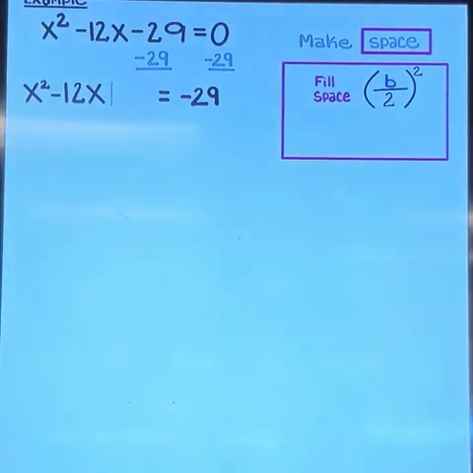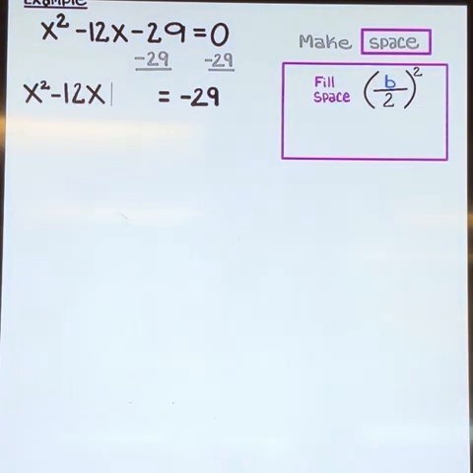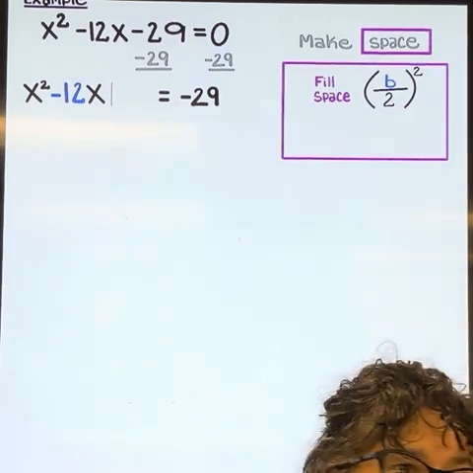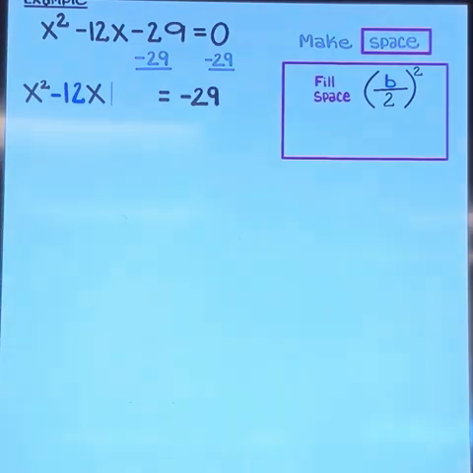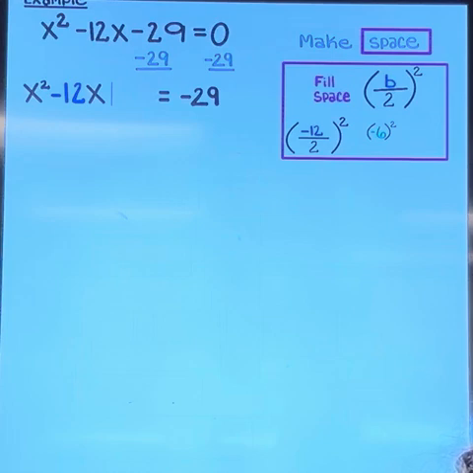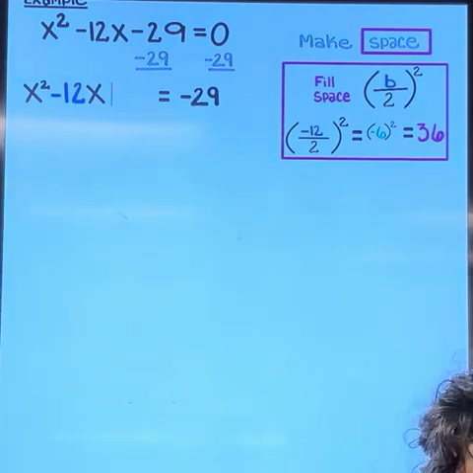I'm going to highlight the b value. Remember, quadratics, we have ax squared plus bx plus c. So in this particular problem, the b value is -12. I'm going to take -12 and divide it by 2, then square it. So -12 divided by 2 is -6. And then -6 squared is 36.